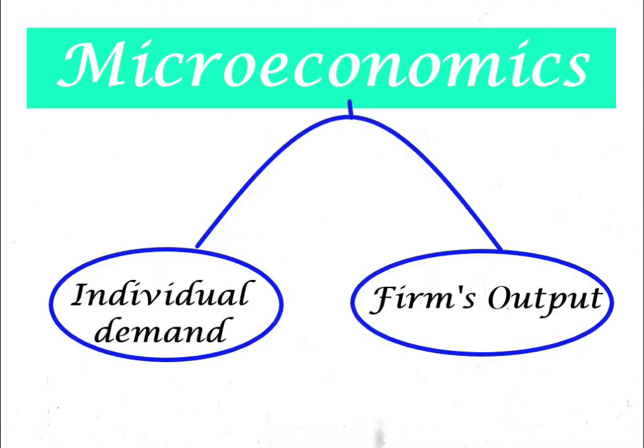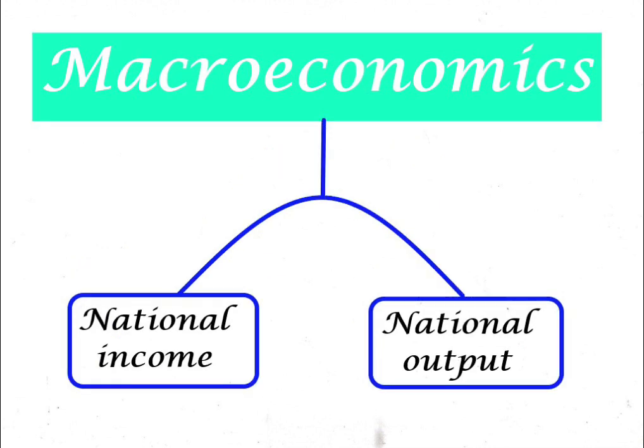Examples of microeconomics are individual demand and output of a firm. Examples of macroeconomics are national income and national output.